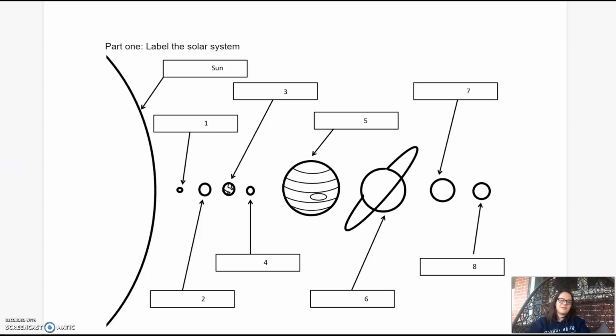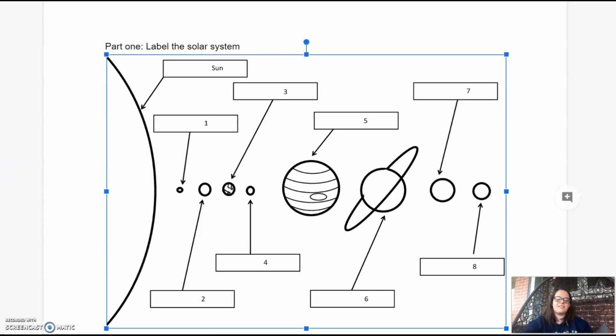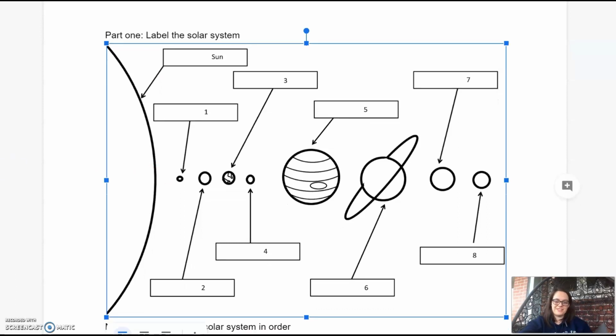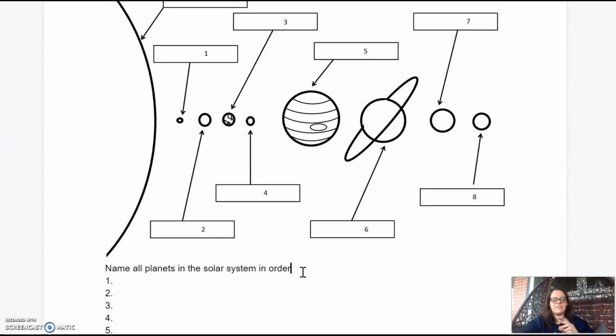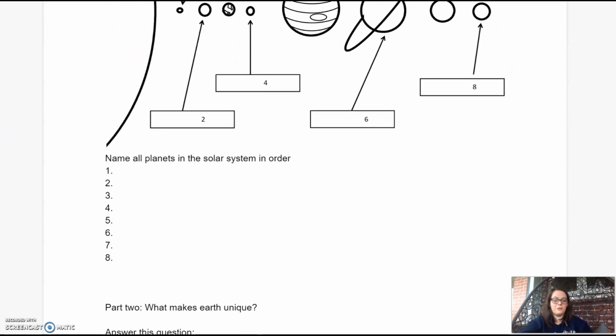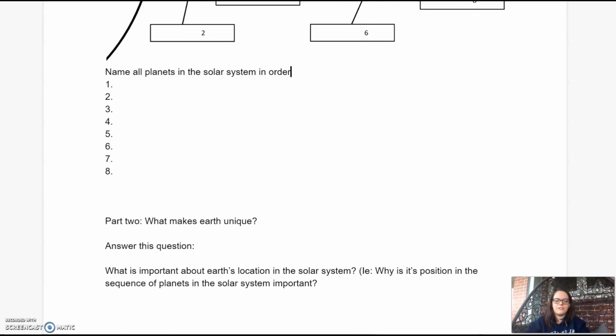Now I'm going to move on to the worksheet. So the first activity is just really simple: label the solar system. So name all the planets in the solar system in order. And what makes Earth unique? What makes the Earth unique, and what is important about the Earth's location in the solar system, i.e. why is its position in the sequence of planets in the solar system important?